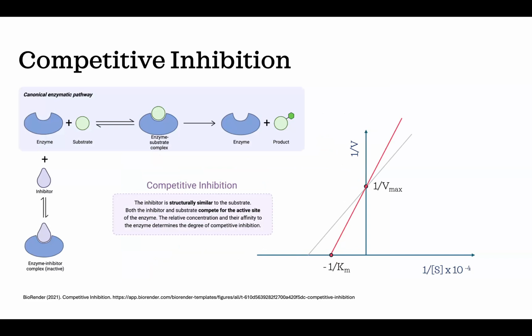Let's talk about competitive inhibition. In competitive inhibition, the inhibitor competes with the substrate for the enzyme's active site, and it increases the apparent Km but doesn't affect Vmax. Let's look at this reaction. On the top graph, you have an enzyme, a substrate, an enzyme-substrate complex, and then the enzyme and the end product. The inhibitor competes with the substrate for the enzyme, and you can have an enzyme-inhibitor complex. The inhibitor is structurally similar to the substrate.